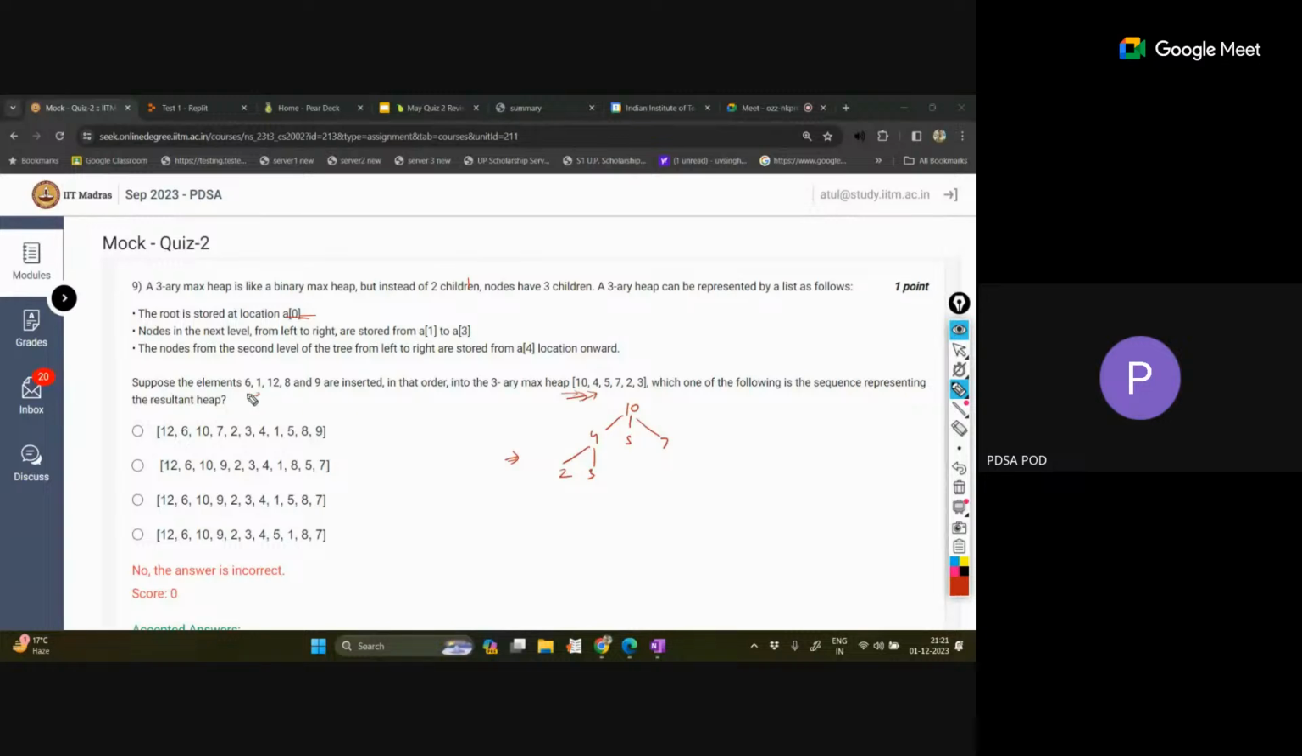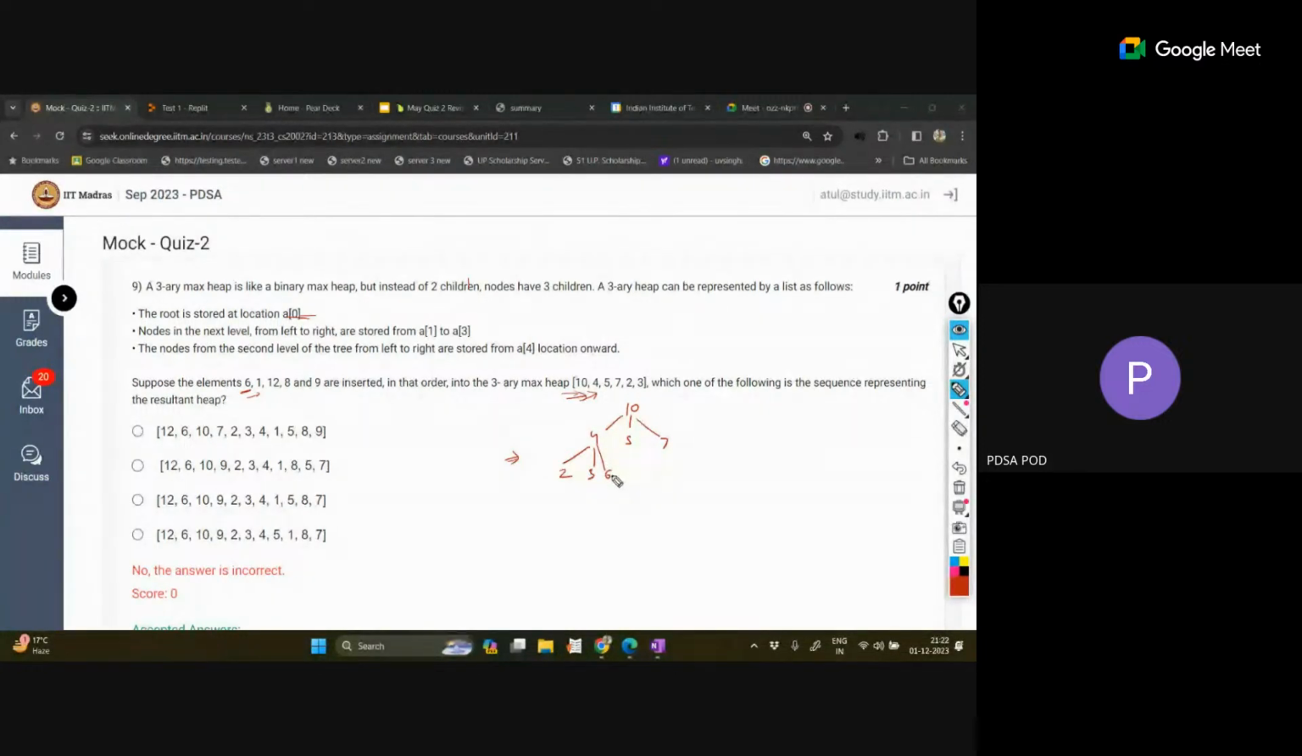After that we will add this 6. According to insertion in a max heap, we always insert at the last position. The last position is here. We will insert 6 here, and during the insertion process we always compare the value with the parent. Because in a heap, max heap or min heap, we always maintain the relation between parent and child. In a min heap, the parent should be smaller than the child. In a max heap, the parent should be greater than the child.